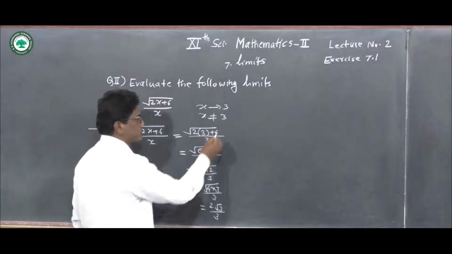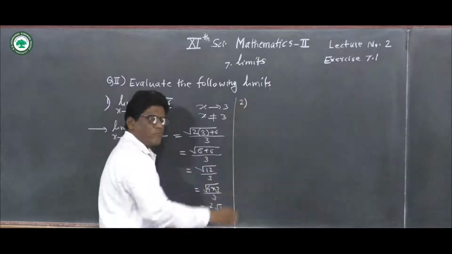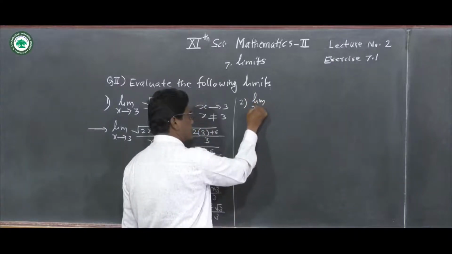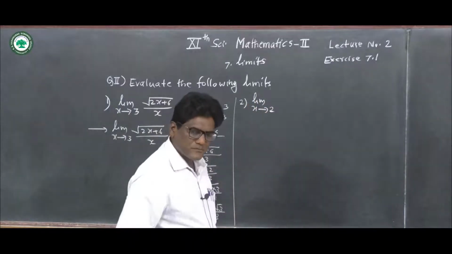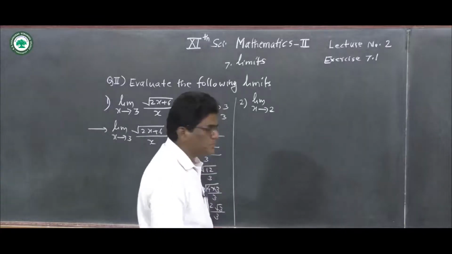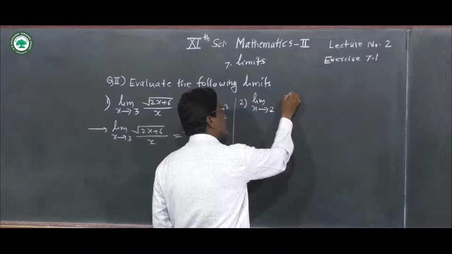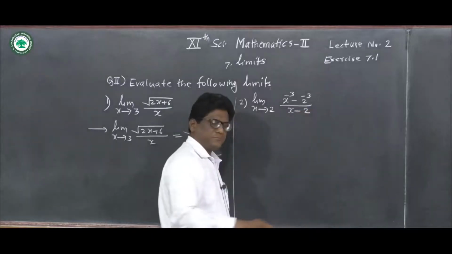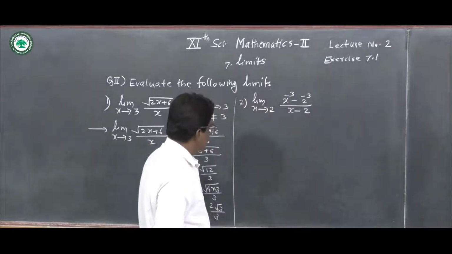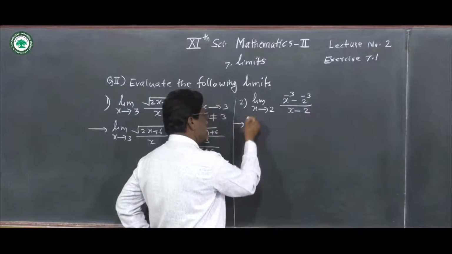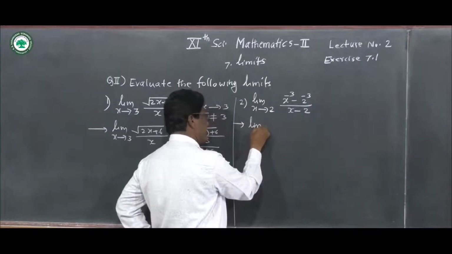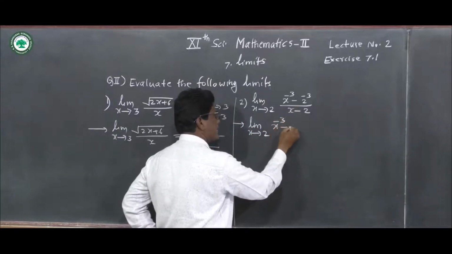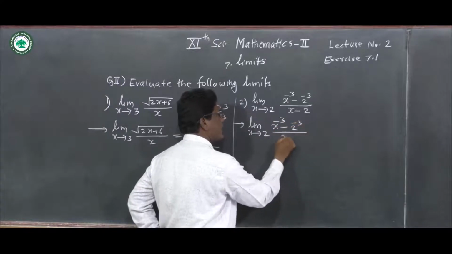Now the second problem. Limit x tends to 2 of x to the power minus 3 minus 2 to the power minus 3, divided by x minus 2. Firstly, write the limit as x tends to 2 and the given problem, x to the power minus 3 minus 2 to the power minus 3 upon x minus 2.